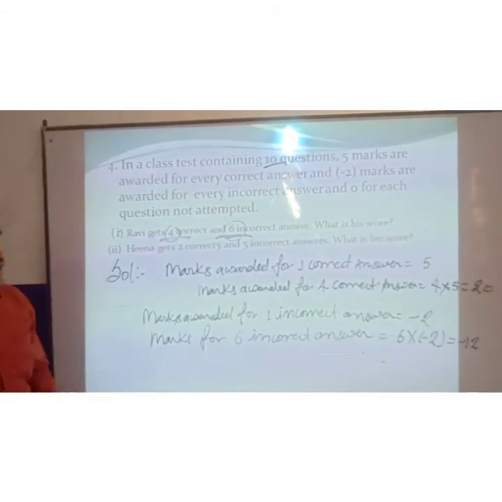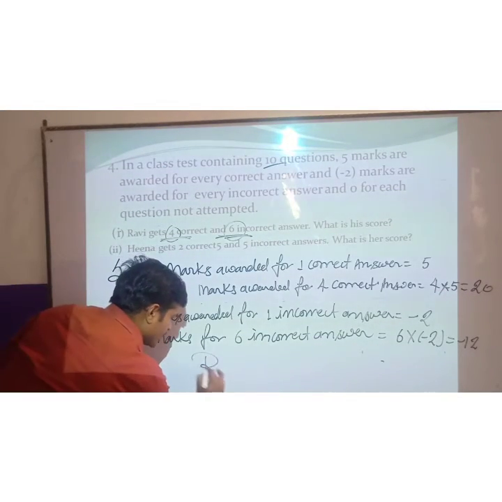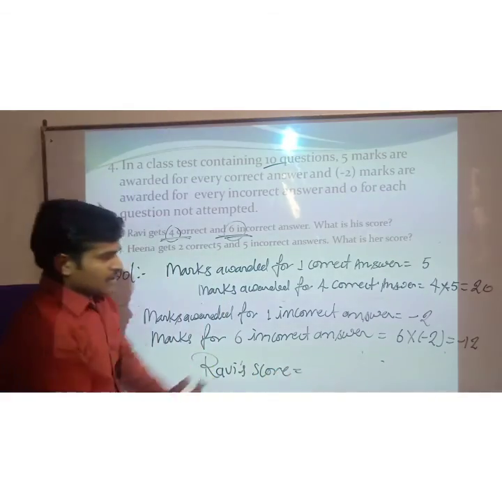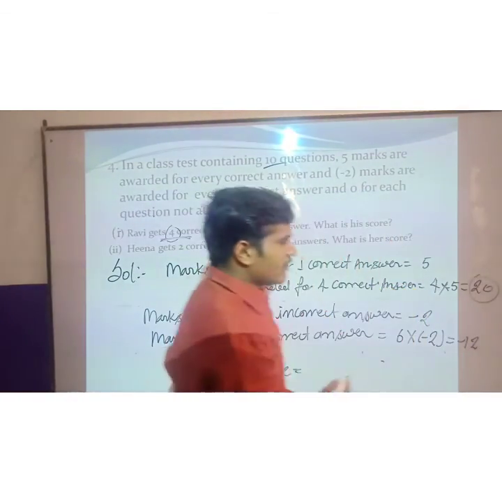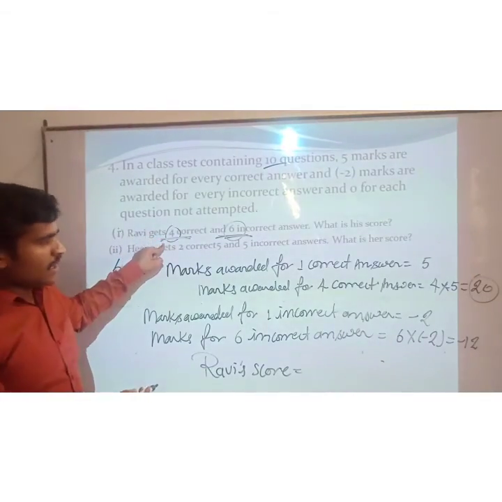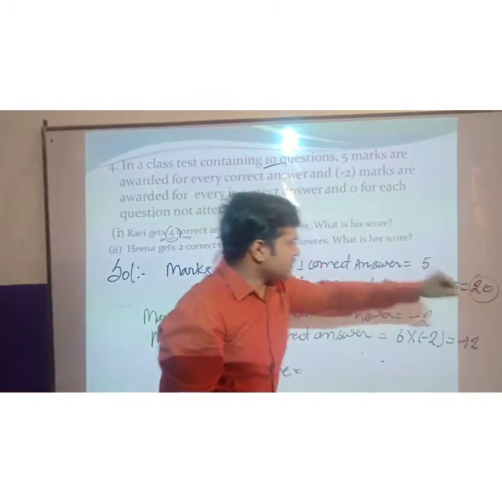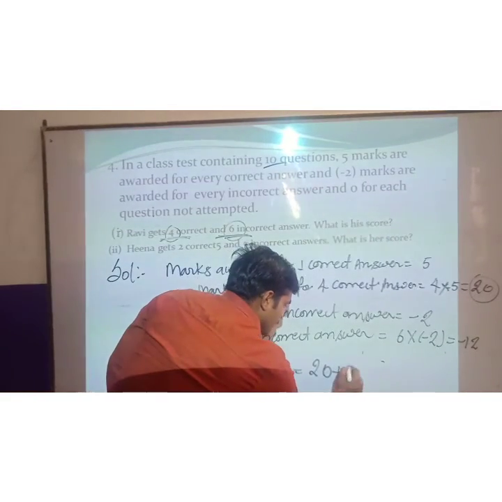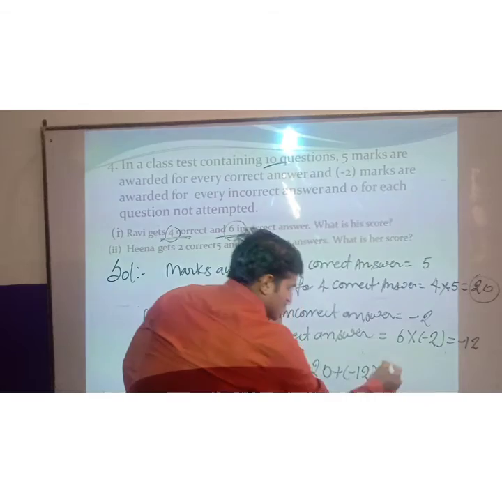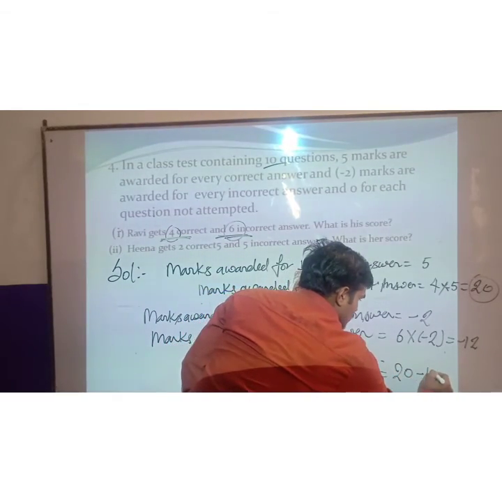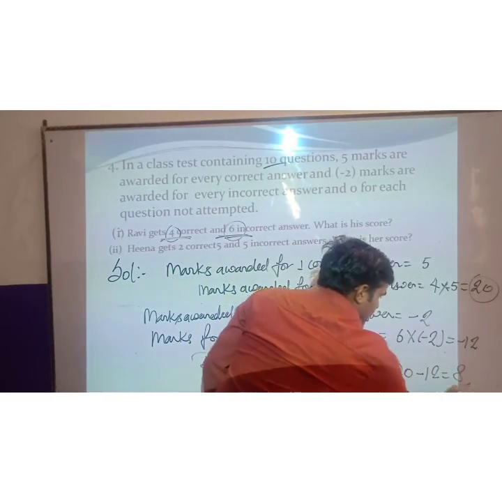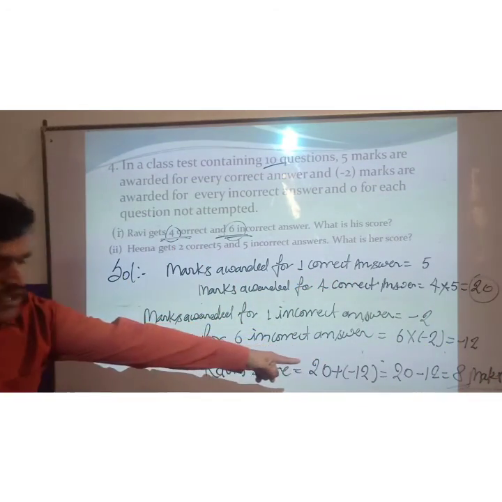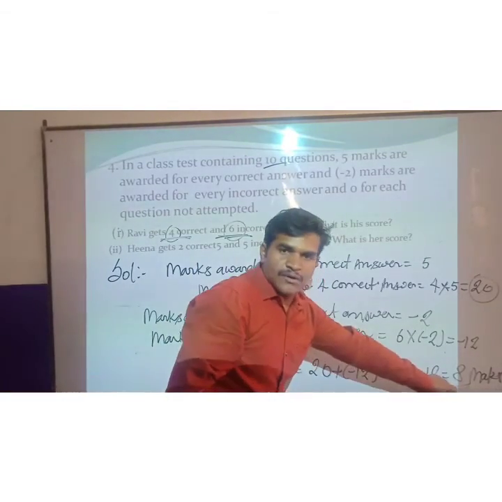So what is his score? Ravi's score: 20 marks he got for 4 correct answers and minus 12 marks he got for 6 incorrect answers. So the score is equal to 20 plus of minus 12, so 20 minus 12 is equal to 8 marks. Ravi's score is 8 marks. Okay.